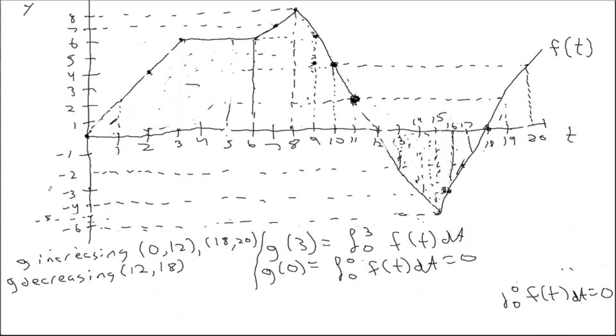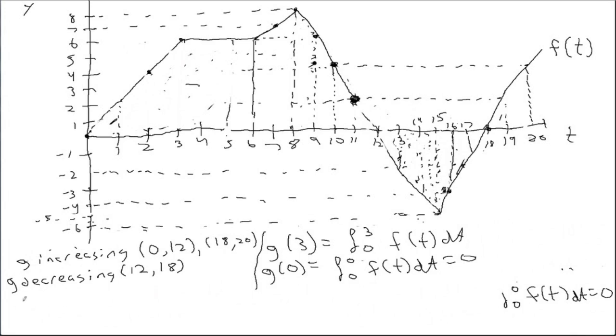In general, how do you know when G is increasing and when G is decreasing? What do 0, 12, and 18, 20 have in common with each other? Those points are where the function f is positive, and when f's negative, then G is decreasing. Excellent. Good. So it looks like we've come up with a, well, we just did a little math here. We just came up with a theorem.